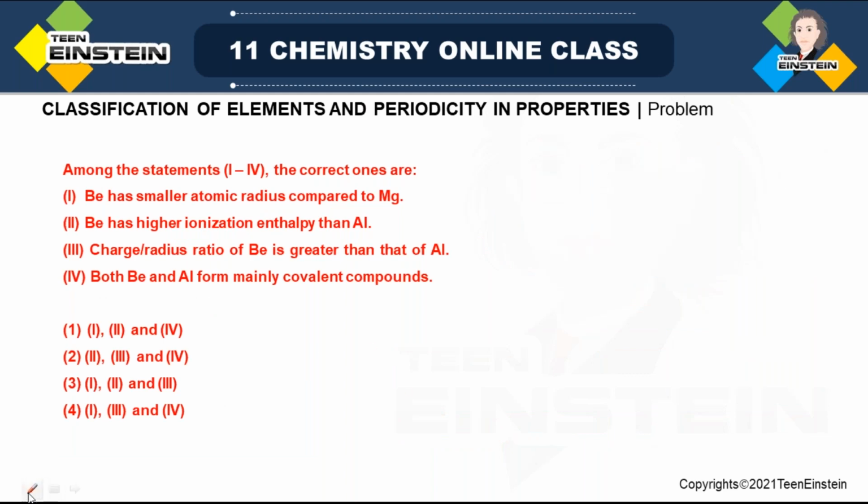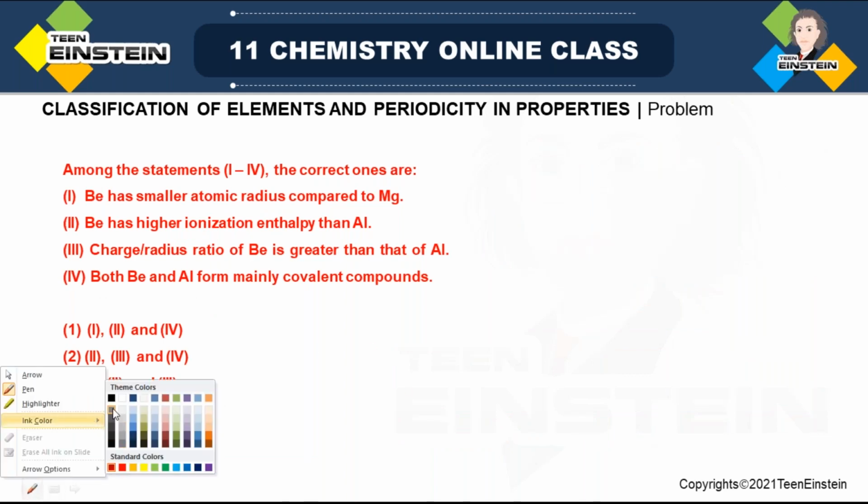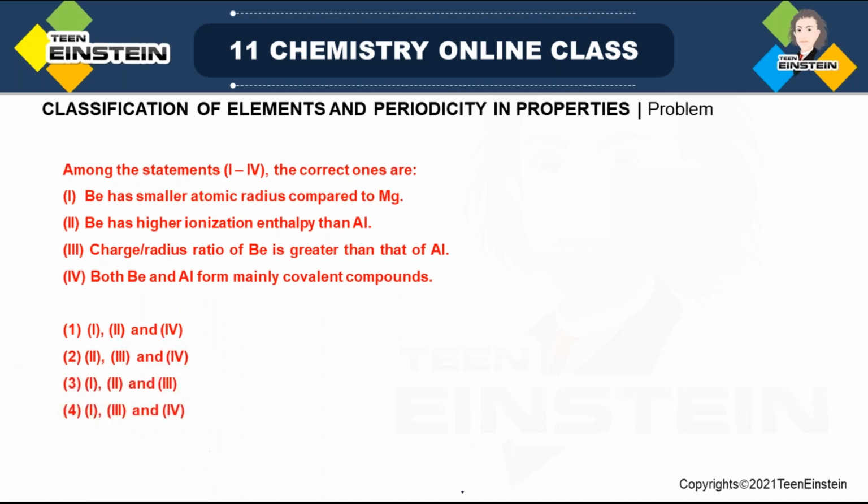Here we have a question related to this discussion. Among the statements 1 to 4, we have total 4 statements. The correct ones are: the first statement, beryllium has smaller atomic radius compared to Mg. Now all these statements, how many elements are there? We have Be, which is from group 2. After Be, the next element is Mg. And if you consider group 13, there is aluminium. Sorry, the position is not correct. The position is like this.